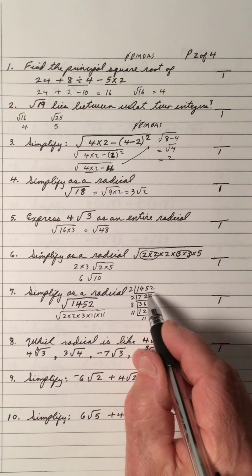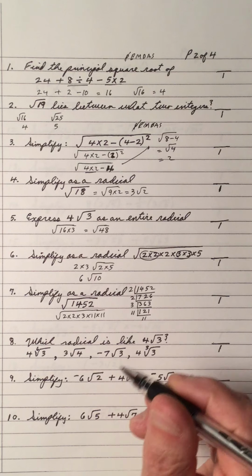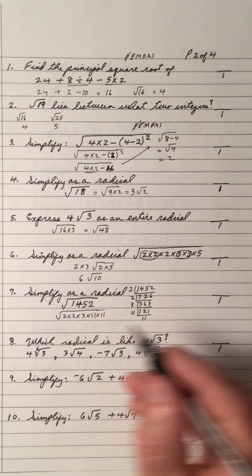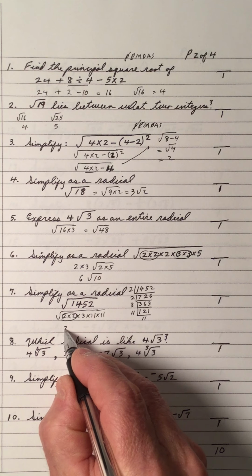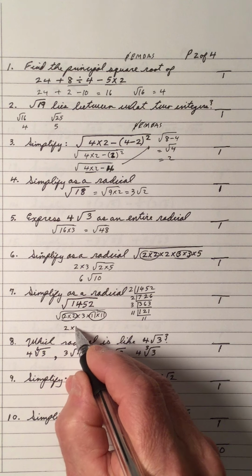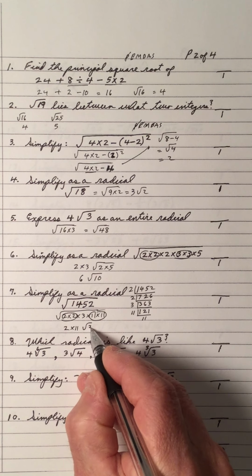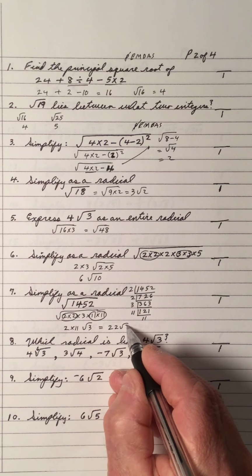So breaking it down by dividing with the divisibility rules of 2 and 3 and 5, etc. So I have a 2. I have 11 because there's 2 of them. And there's a 3 left over. So that works out to be 22 root 3.